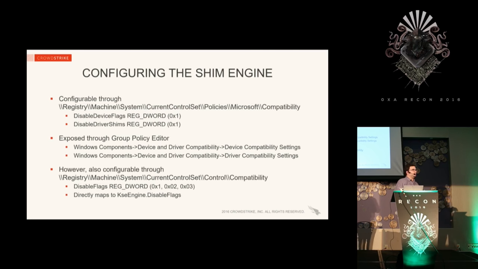So can you turn this thing off, by the way, or what are ways you can kind of interact with it? So there's a registry key called compatibility, where you can disable device shimming, or you can disable driver shimming. And if you go to the group policy editor, GP edit, you can go to Windows Components, Device and Driver Compatibility, and you can turn off device compatibility, which means no device shims, no flags, or you can turn off driver compatibility settings, which means no driver shims. Then there's a secondary registry key, in CurrentControlSet\Control\Compatibility, which for your system, you can use DisableFlags. DisableFlags 1 means you're disabling driver shims. DisableFlags 2 means you're disabling device shims. And both of them together, aka 3, means you're disabling both kinds of shims.